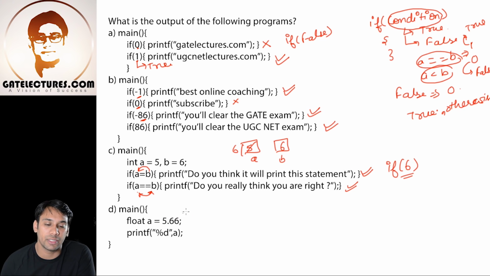Okay, right, now check out this program. In this program we have taken the variable a of float type and we are assigning the value 5.66. Then we are printing this value with %d. %d is used for integers, therefore it is going to ignore the decimal part and it is only going to print 5. Okay, right, so now let us see the next programs.